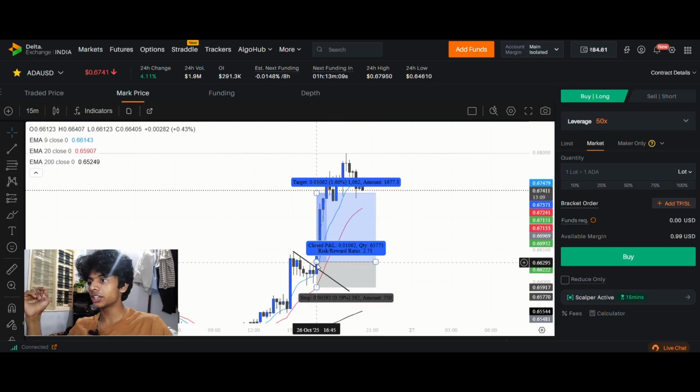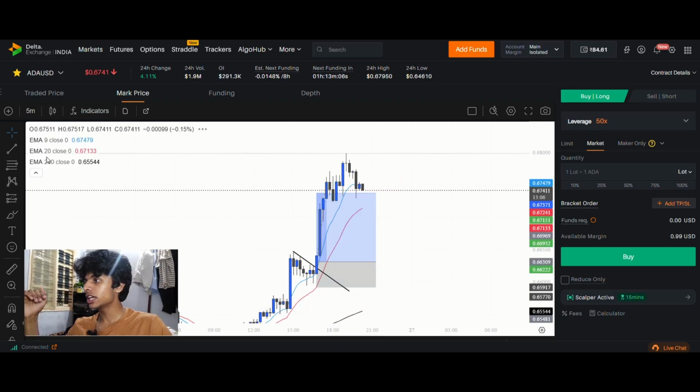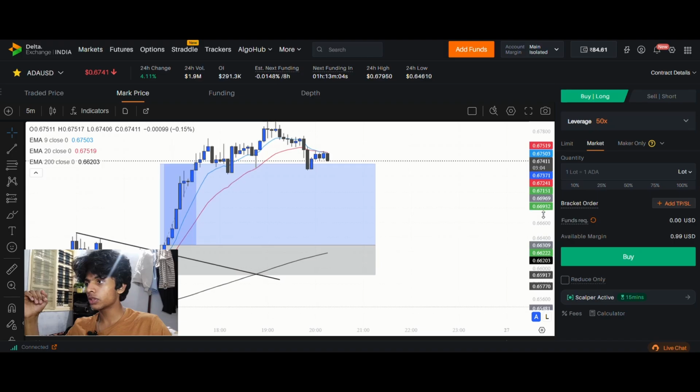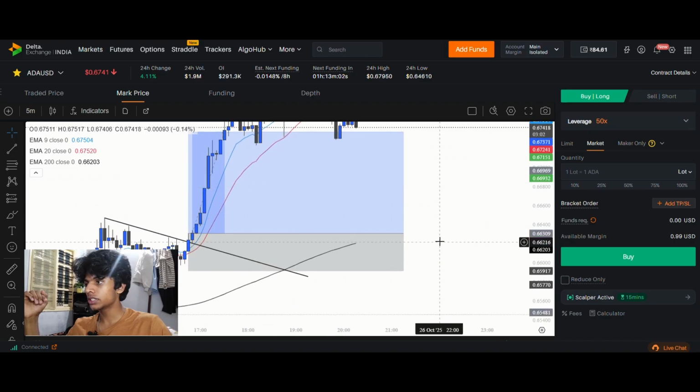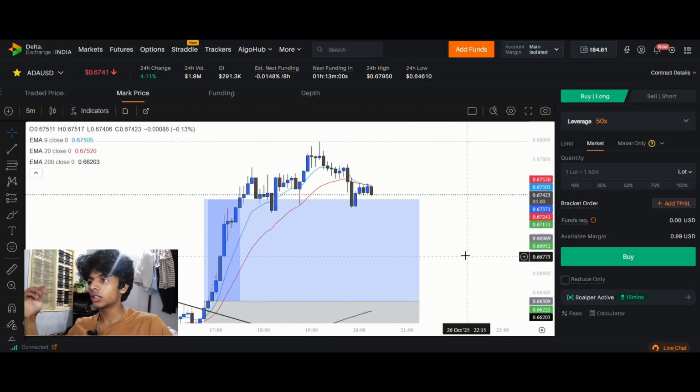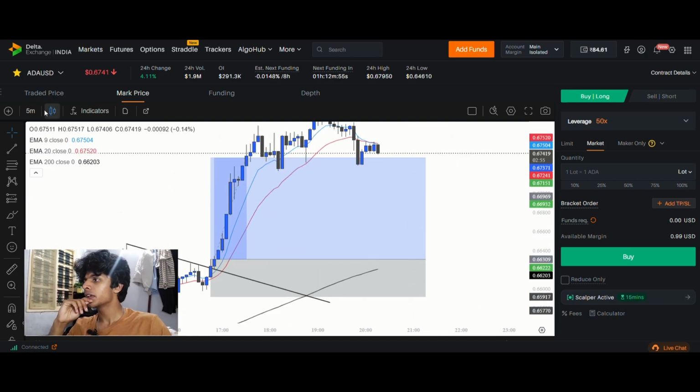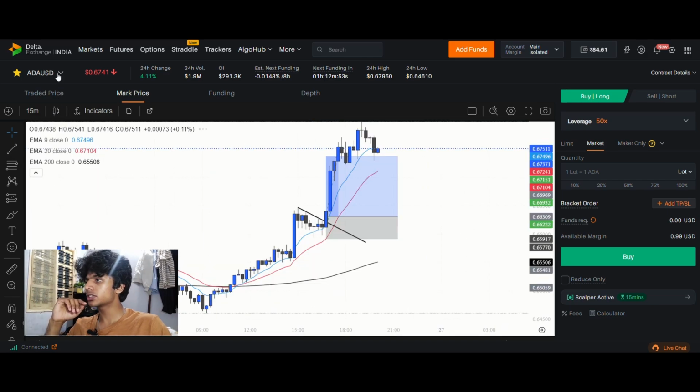As soon as I entered, you can see I could have optimized my entry a bit more. I could have entered right over here. I would have got another 1 rupee profit, but we'll work on our entries. So let's just go through our trades today.